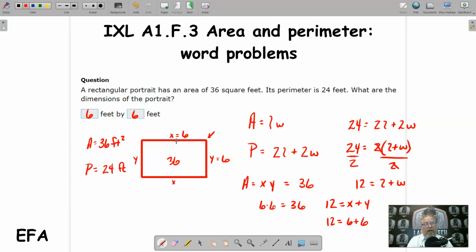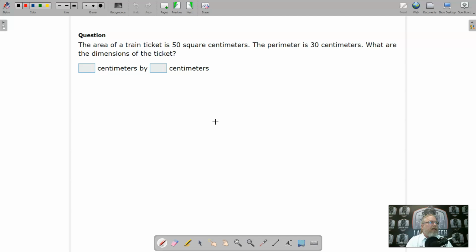Remember, squares are indeed rectangles, so whenever it says that it is a rectangle, they would still be correct. Just because it's a square doesn't mean it's not a rectangle. Remember, all squares are rectangles, but not all rectangles are squares. All right, with that said, let's look at the next one.